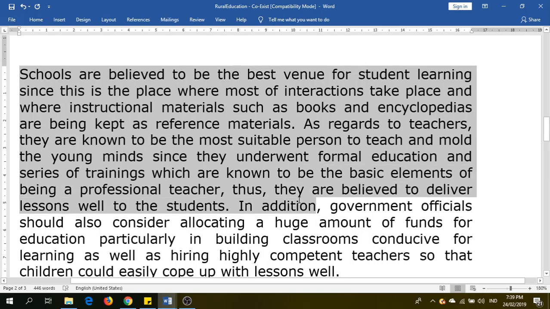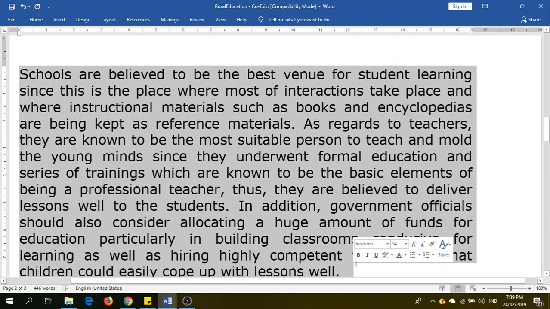Thus, they are believed to deliver lessons well to the students. In addition, government officials should also consider allocating a huge amount of funds for education, particularly in building classrooms conducive for learning, as well as hiring highly competent teachers so that children could easily cope up with lessons very well.